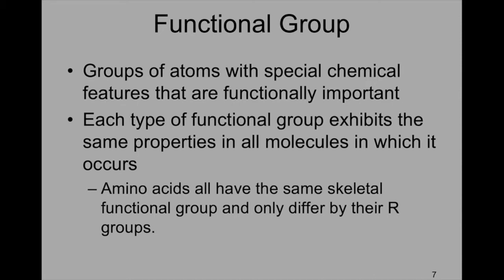One region of each individual amino acid will differ. So the part of the amino acids that is consistently the same from one to the next is the functional group. And the one region of that molecule that is different is referred to as the R group.